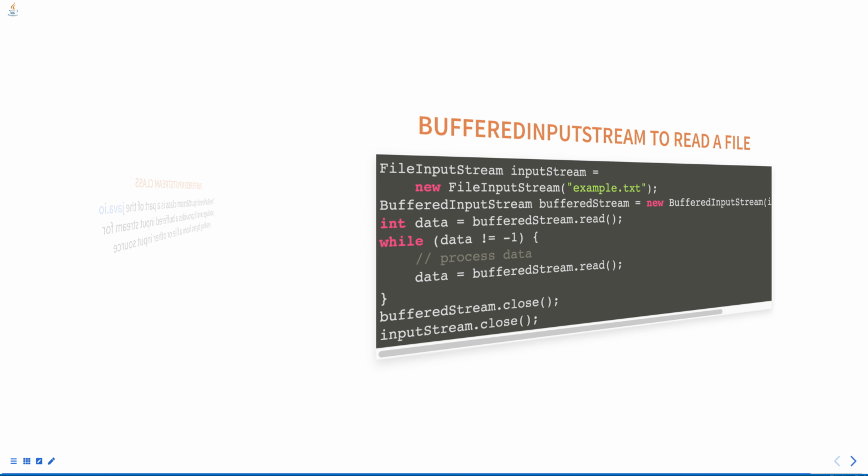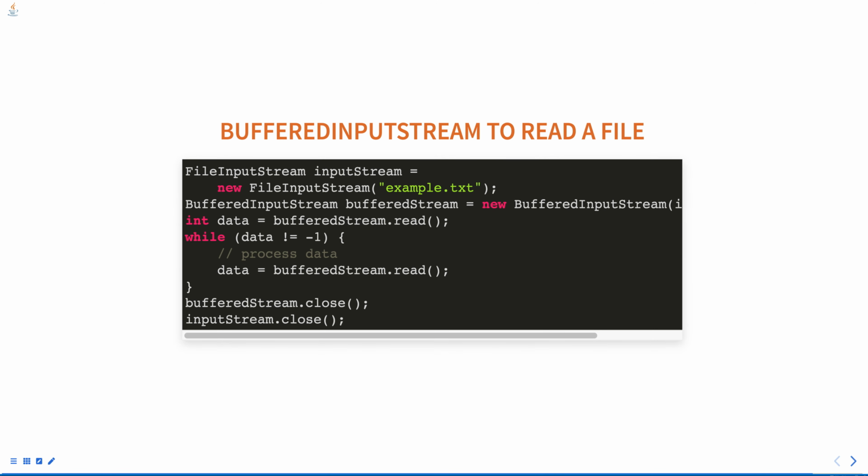Here is an example of how to use the BufferedInputStream class to read a file. In this example, a new FileInputStream object is created and passed to the BufferedInputStream constructor, passing the file name example.txt as a parameter. The read method is used to read a byte of data from the buffered stream, and the while loop continues until the end of the file is reached.